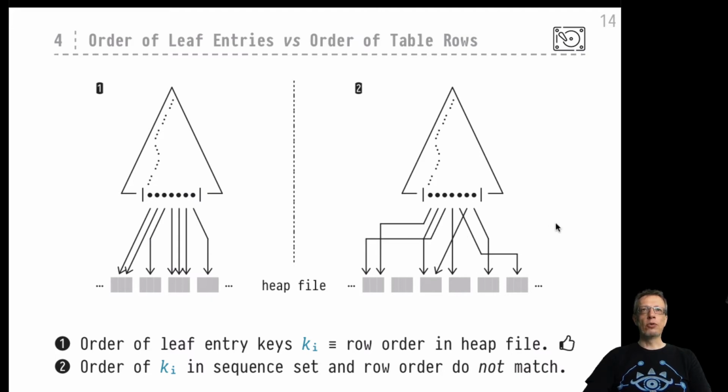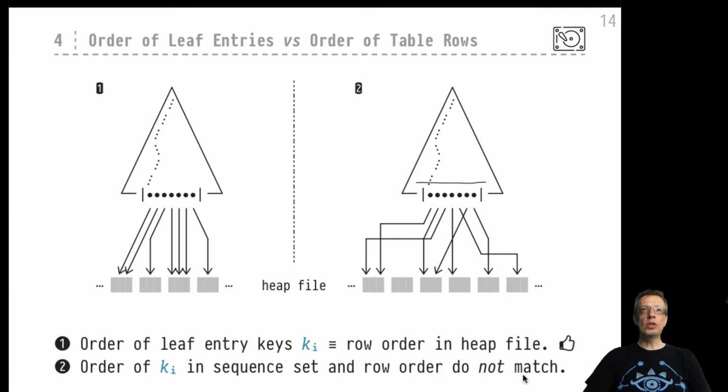Okay, and of course, this is a result of non-matching order regarding the keys of the sequence set and the row order inside the heap file. The two orders were matching here. The two orders of the key order and the row order inside the heap file, they do not match, and they lead to this rather unfortunate random I/O behavior that we are observing.